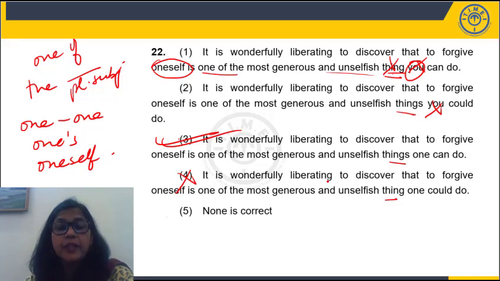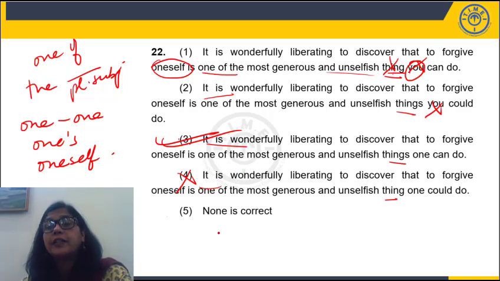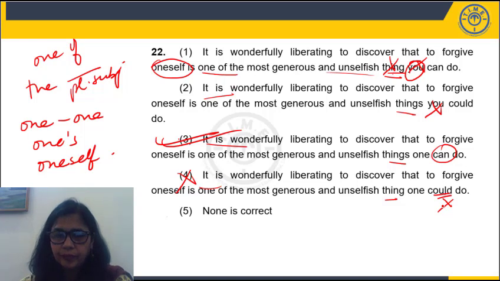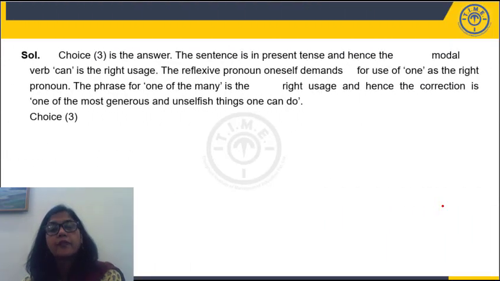Correct. Yes. Fine. See over here, all the sentences rather, it is, it is, it is. So all these sentences are in the present tense. And the rest of the verbs also then should match. One can do, one could do is also wrong. That's another error over here. But anyway, in the exam, you find one error and that option is ruled out. So yes, this is what we've just discussed.